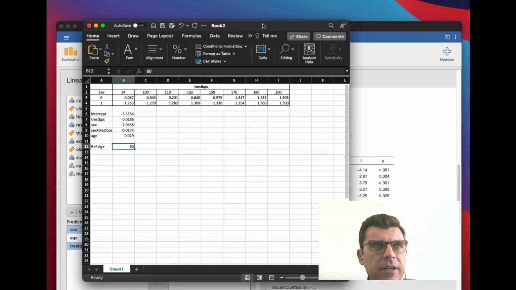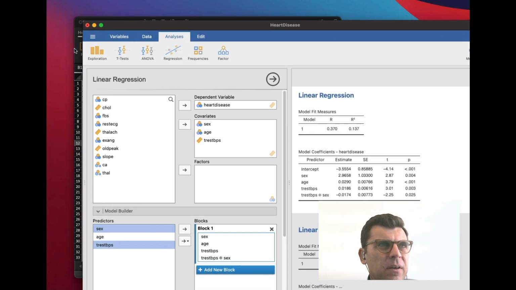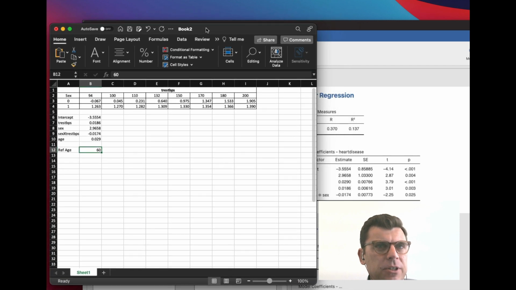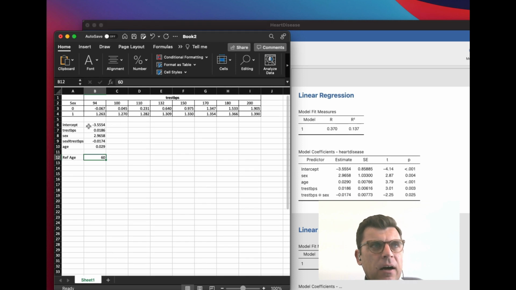I created an Excel spreadsheet here. I took the coefficients from our regression and put them in this spreadsheet. I hope you can see this. Our intercept is negative 3.5554. The coefficient on resting blood pressure is 0.0186. The coefficient on sex is 2.9658. The coefficient on age is 0.029. And the coefficient on our interaction is negative 0.0174.